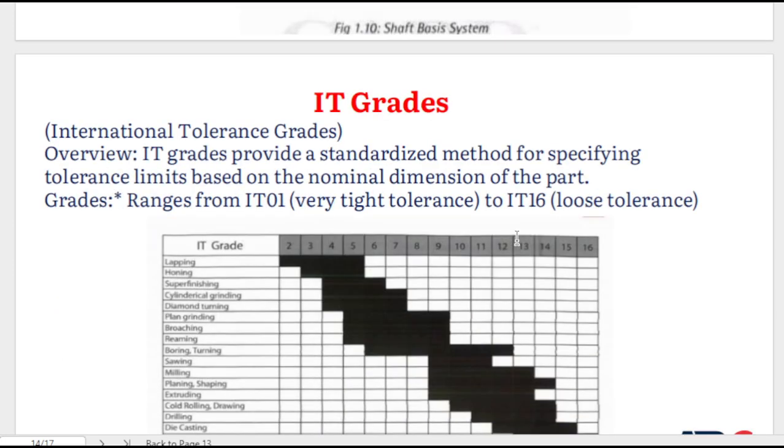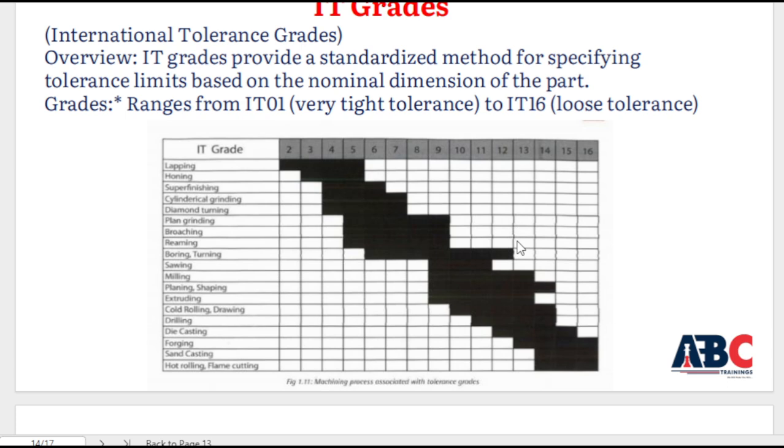IT grades. Next topic is IT grade, international tolerance grade. IT grades provide a standardized method for specifying tolerance limits based on the nominal dimension of the part. Grades range from IT01, very tight tolerance, to IT16, loose tolerance.